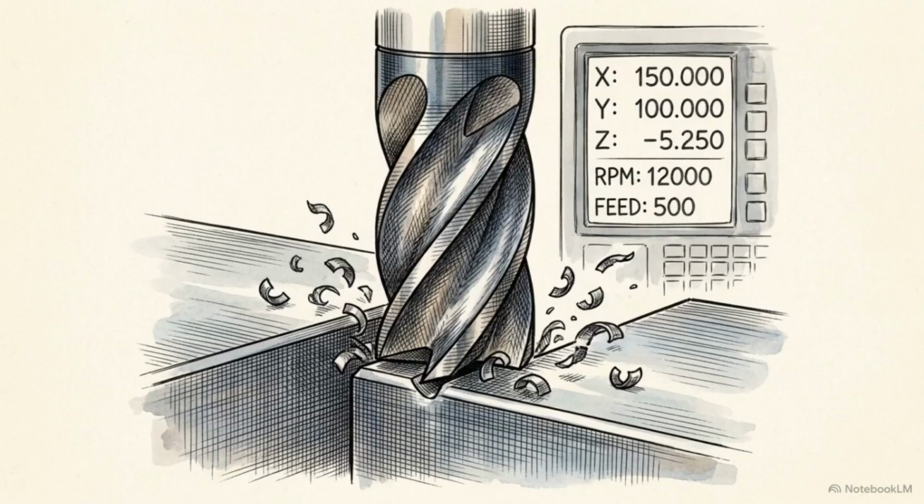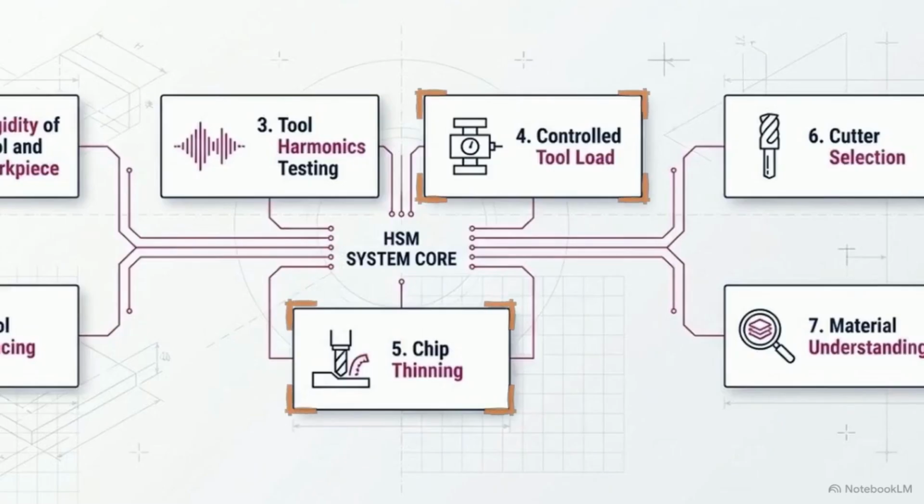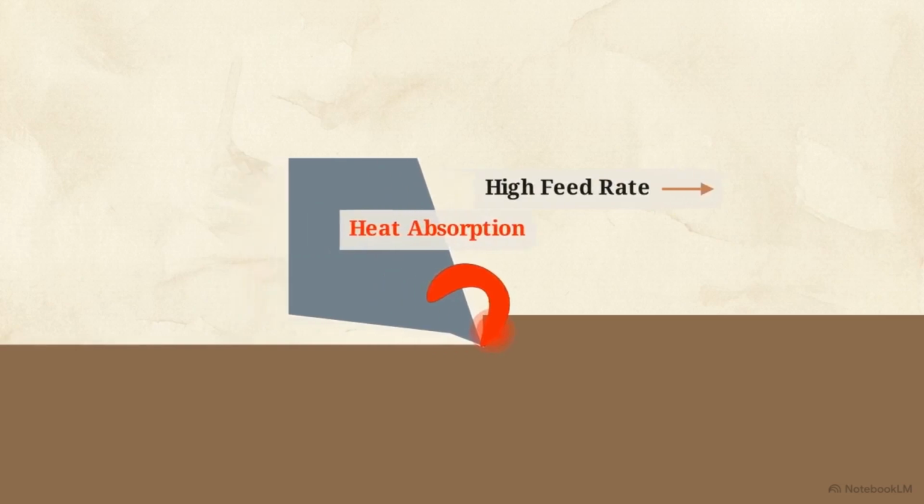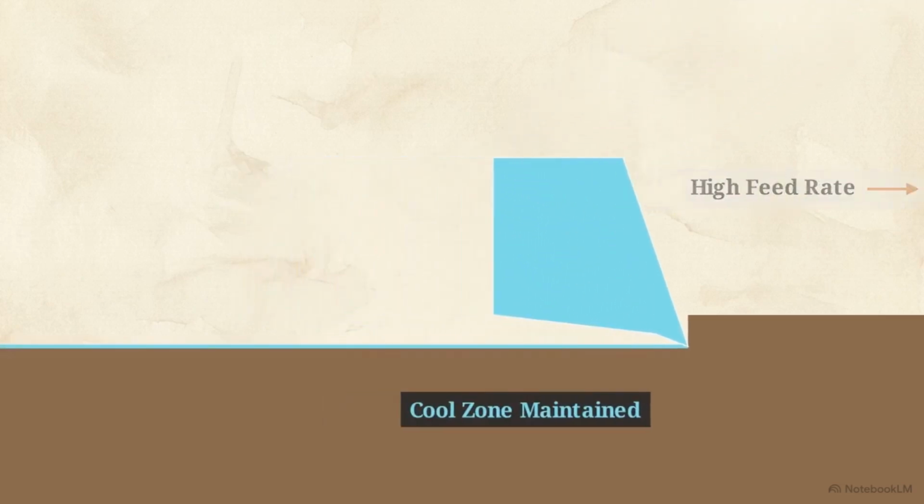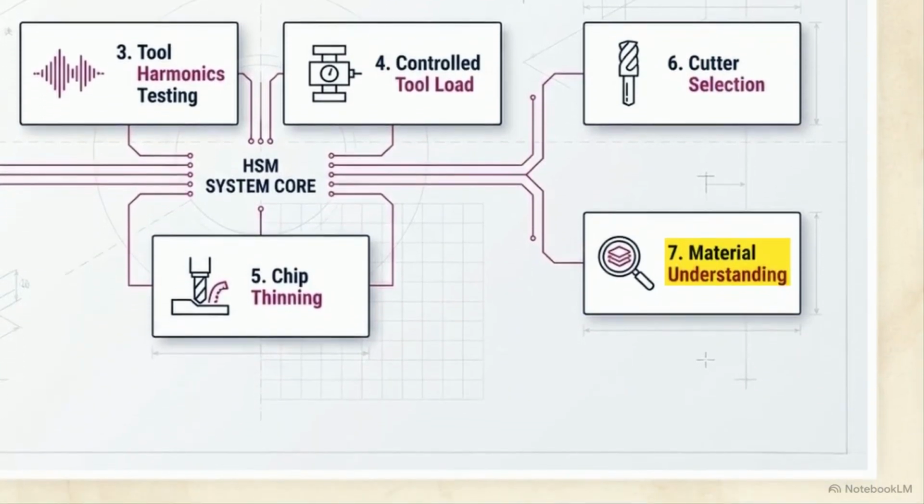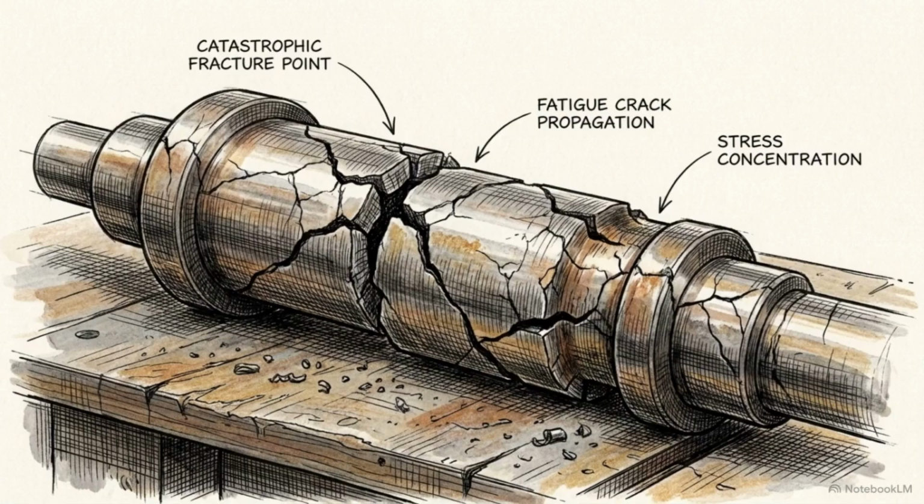This physical stability must be matched with active management of the cut itself. This brings us to pillars 4 and 5, controlled tool load and chip thinning. Manipulating the feed rate creates chips that rapidly absorb and carry away heat, preventing it from saturating the tool or the part. The sixth pillar is cutter selection, requiring specialized carbides or diamond coatings designed for extreme heat resistance. Finally, material understanding. The entire system must be tuned to the specific atomic behavior of the blank.